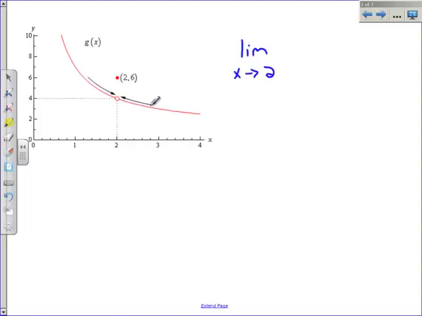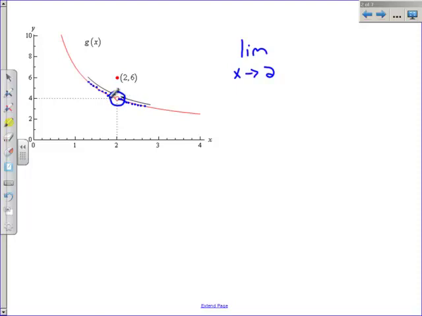So from the right is this black arrow I have here. That means, from the right, where are we heading? And we're heading towards that y value of 4. And from the left is this other arrow. Where are we heading? We're also heading towards this y value of 4. We don't really care what happens exactly at 2. We just want to look around 2, close to 2, in that neighborhood.